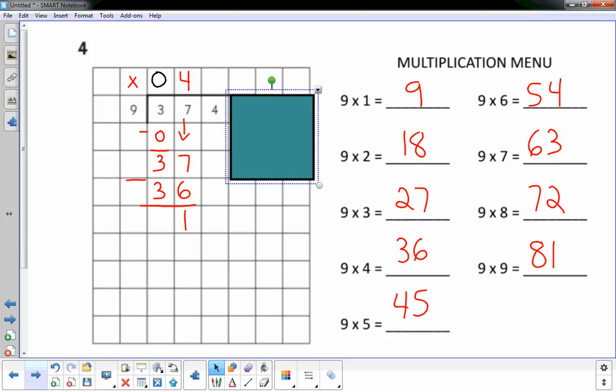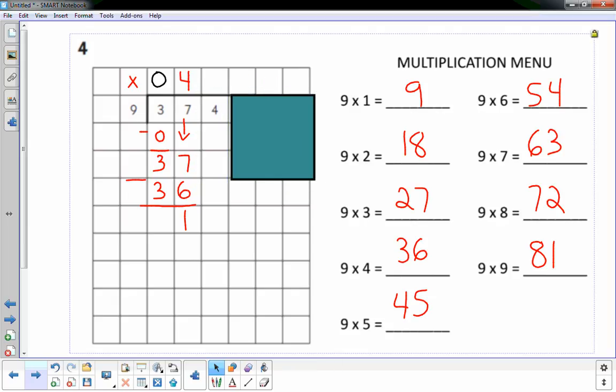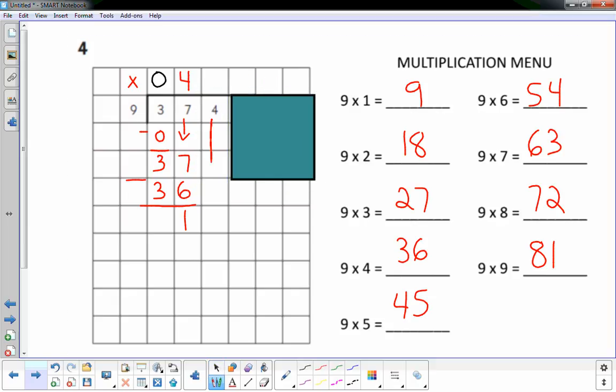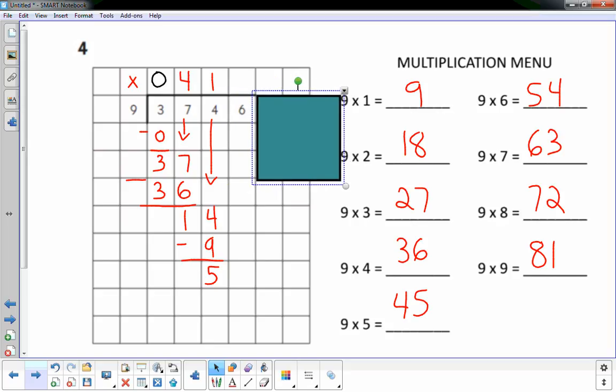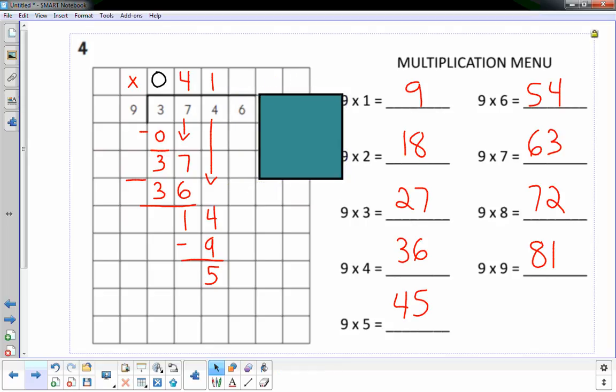Slide your post-it note or index card over. There's a 4 there. Bring that down. 14. How many 9's can go into 14? I think just 1. Yep. So put a 1 up here. 1 times 9 is 9. Subtract. 14 minus 9 is 5. I believe there's one more digit in this number. Yeah, it's a 6. So bring the 6 down.